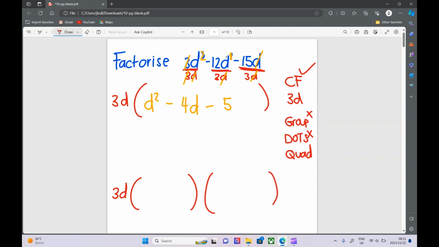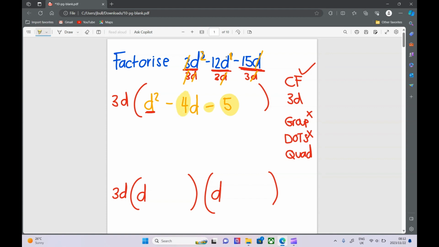Then the first term in both brackets is always the square root of this. So the square root of d squared is just d. So that's usually going to be the case. It's just going to be x, or it's just going to be y, it's just going to be d. Then we have to check how we read this across. So we read quadratics backwards. So we say factors of 5 that have a difference of 4.